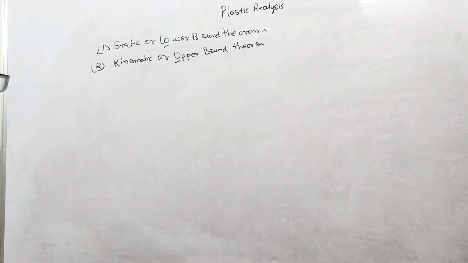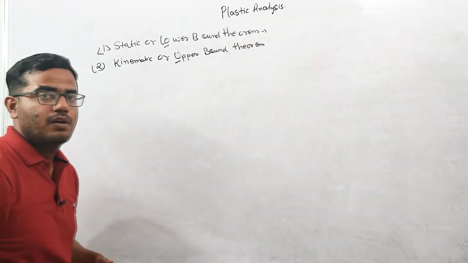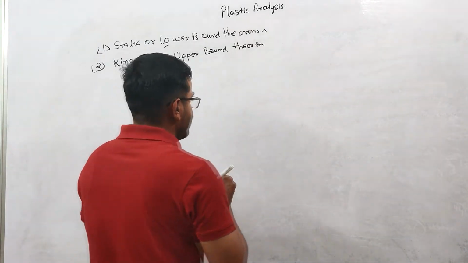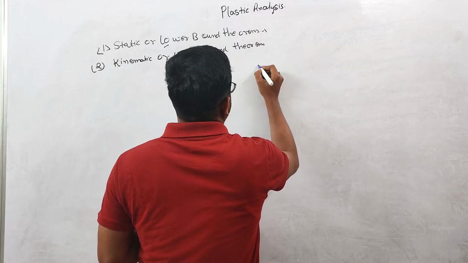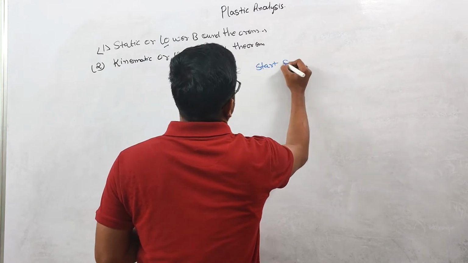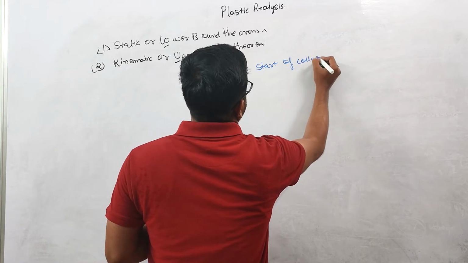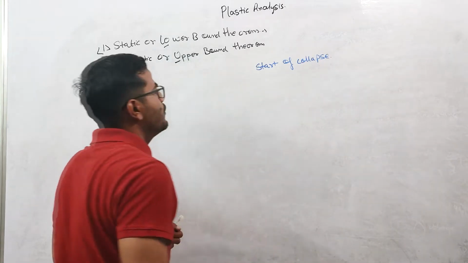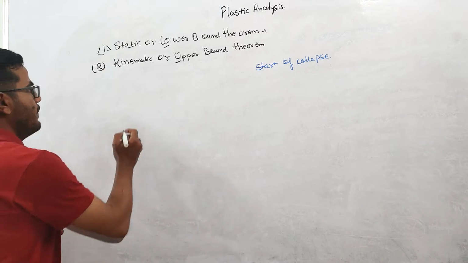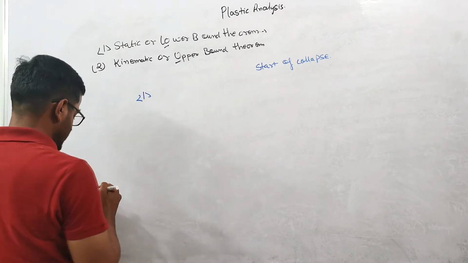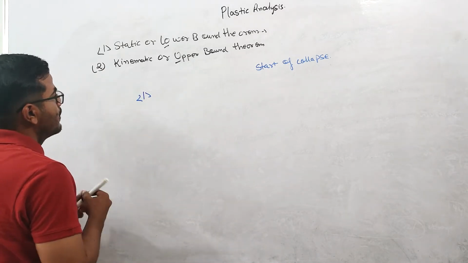Before coming to these two theorems, at the start of the collapse, at the start of the failure, we need to satisfy three conditions. First is the equilibrium condition.